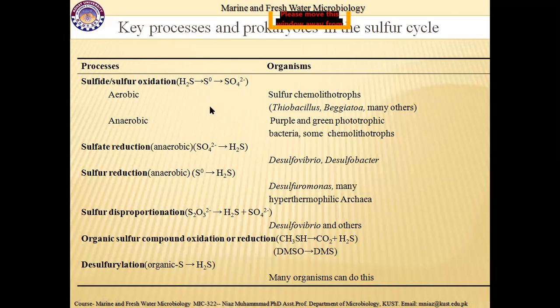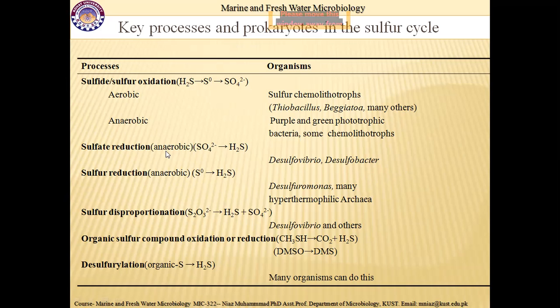If there is an aerobic environment, these sulfur chemolithotrophs are responsible to convert H2S into elemental sulfur and then into sulfate. The bacterial species nominated here are Thiobacillus, Beggiatoa, and many others. If the environment is anaerobic, purple and green phototrophic bacteria and some chemolithotrophic bacteria are responsible to convert H2S into elemental sulfur and then into sulfate.